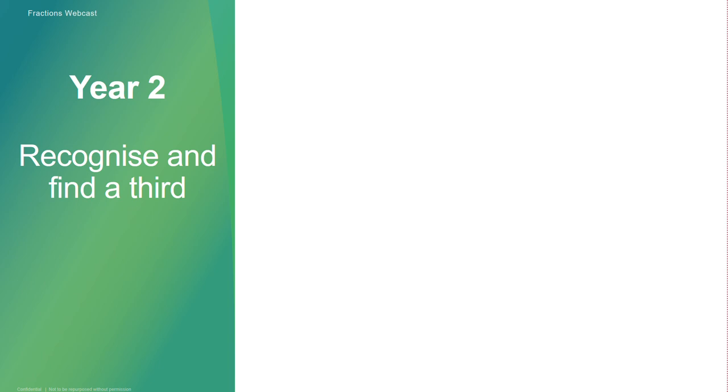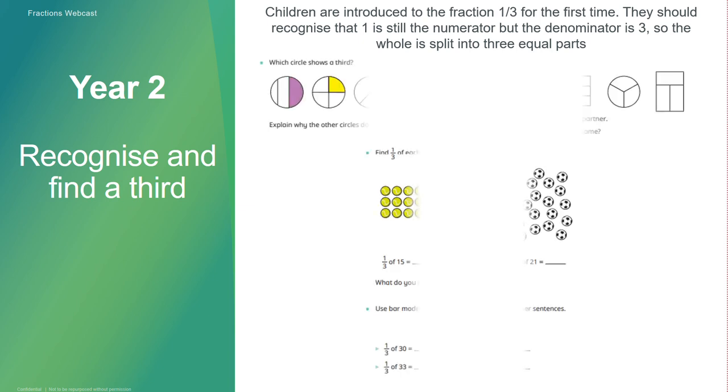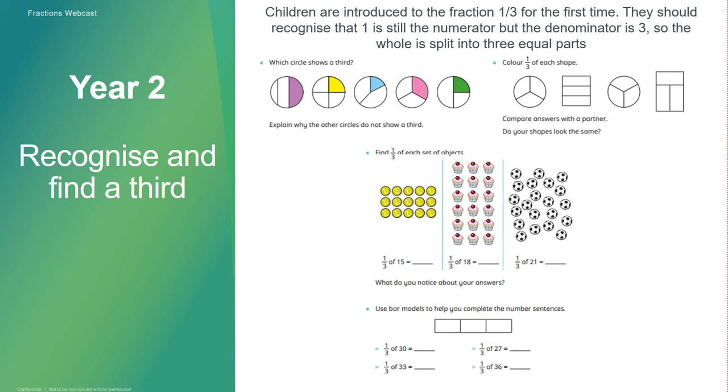Year 2 children then move on to recognising and finding a third. They should also recognise it's still the numerator, but the denominator is 3, so the whole is split into 3 equal parts. Here are some examples of children's activities for finding and recognising a third.